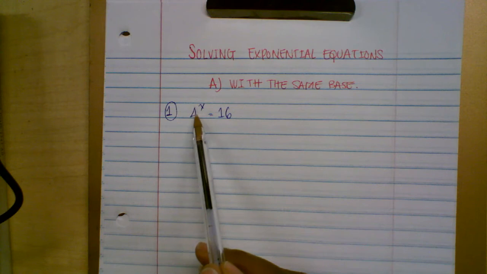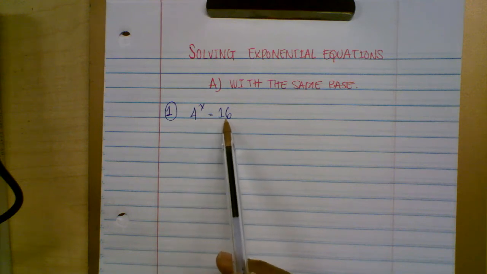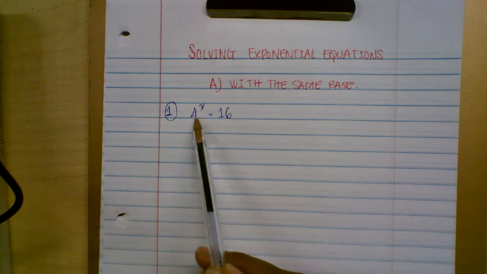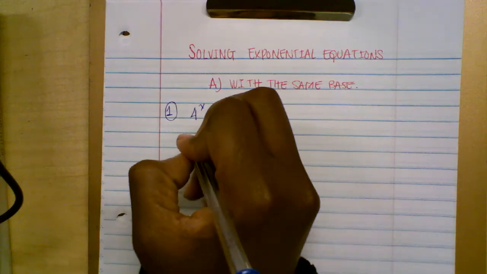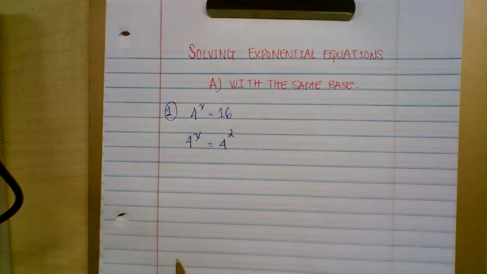It's already isolated. So what we need to do here is see if you can rewrite each term as a base of 4. I notice that 16 can be written as a base of 4 as well. Why? Because 4 squared is 16. So now both sides have the same base.